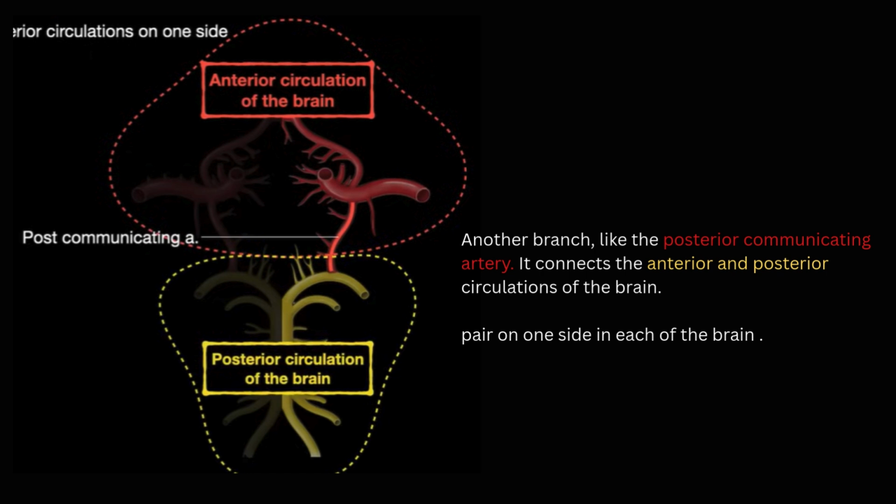Now, another branch of the internal carotid artery is called the posterior communicating artery. This artery is quite special because it connects the anterior and posterior circulations of the brain. Remember how I said you have the anterior circulation of the brain and the posterior circulation of the brain. So this is kind of like a linkway bridge connecting the two. So this is the posterior communicating artery.